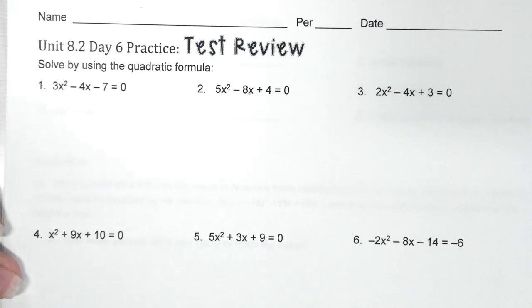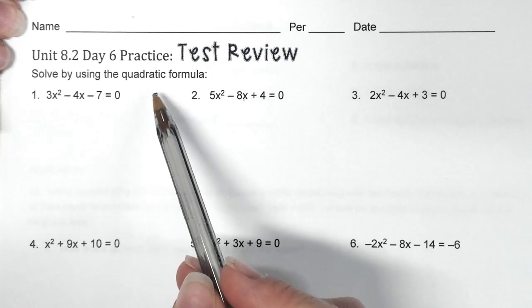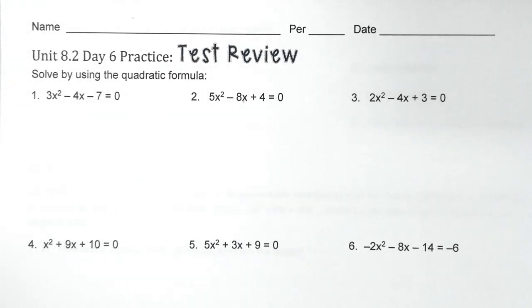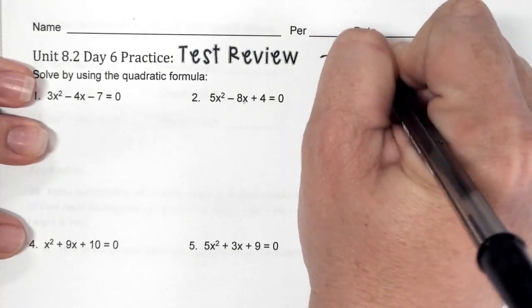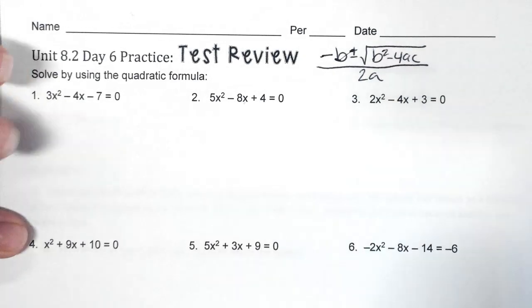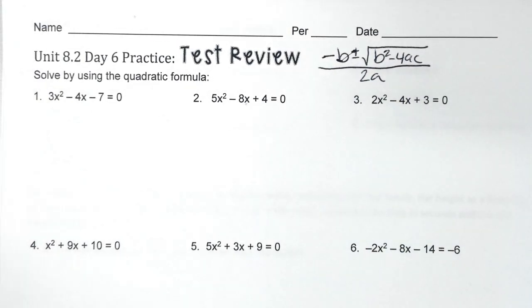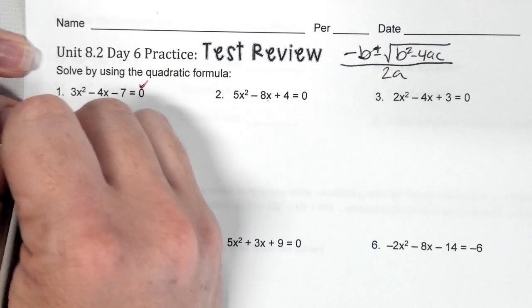Okay, 8.2 test review. So the first 6 we are solving using our quadratic formula, which is negative b plus or minus square root of b squared minus 4 times a times c all over 2a. Now, if I tell you to use this method, this is the method you have to use. Okay, so knowing that it equals 0, we are going to go ahead and find our a, b, and c.